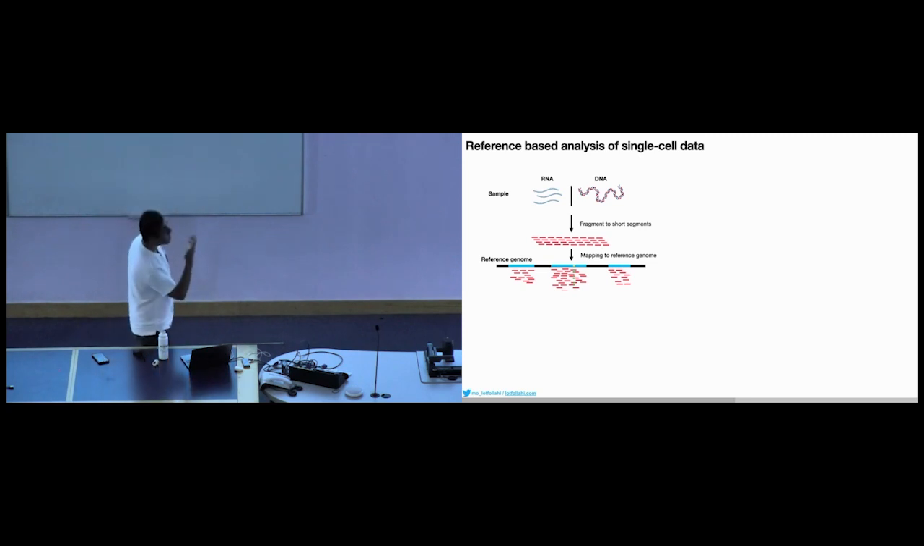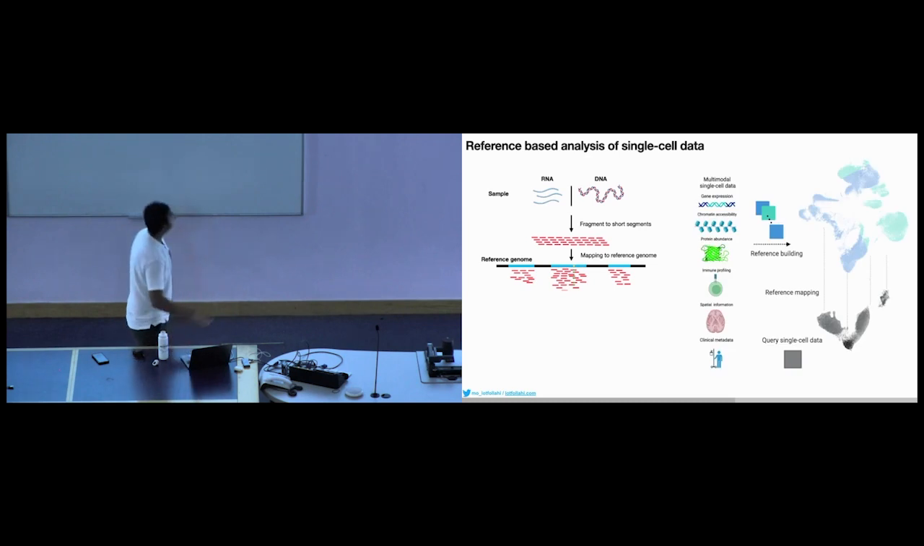And so using a reference to analyze a query is not a new concept. So people have been using it in reference assembly, reference mapping, where we basically have a reference genome, and whenever we get a new sequence, then we try to map it to this reference genome and see the similarities or differences between the query and the reference. So ideally, we would like to have a similar thing here, where we have a reference building algorithm, which builds a reference, and now we have a reference mapping algorithm that takes a new data set and maps it to a reference and allows it to transfer information from the reference to the query.